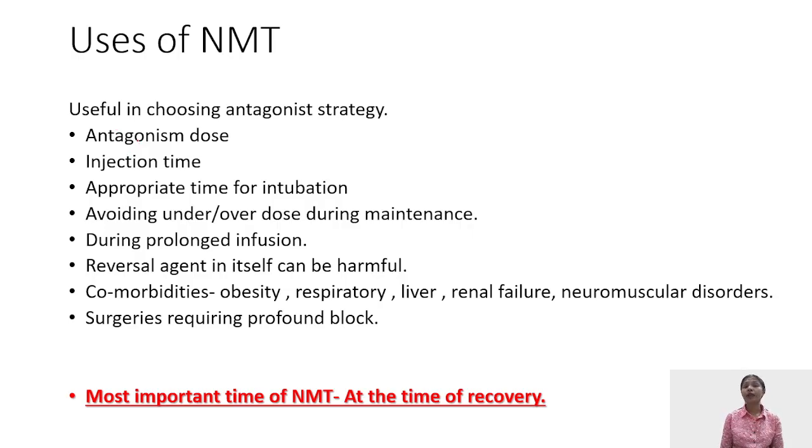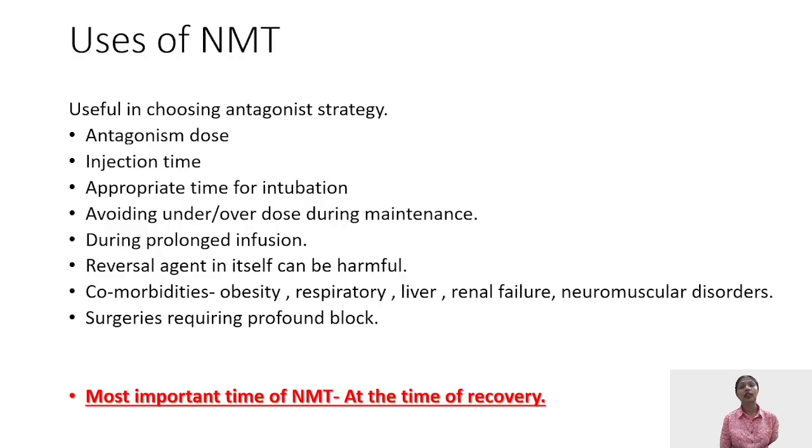Then it can help us to decide which dose of Sugammadex or neostigmine we have to use, because depending upon how much residual paralysis has been left at the end of the surgery and how the recovery is going on, we may use different doses. Like if the patient is already on spontaneous recovery, then we use lower doses of the reversal agent, or if the patient is under deep or intense neuromuscular block, then we'll require higher doses.